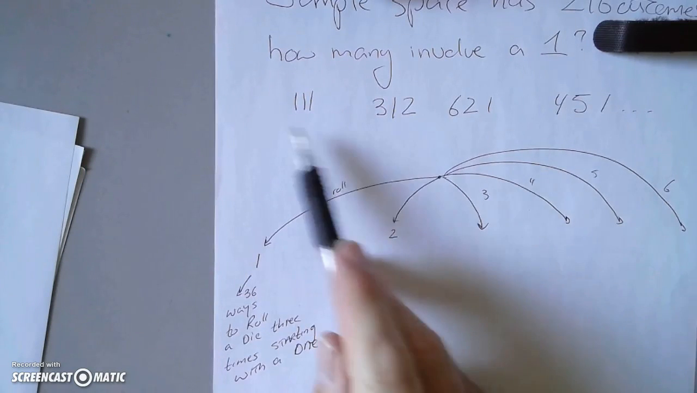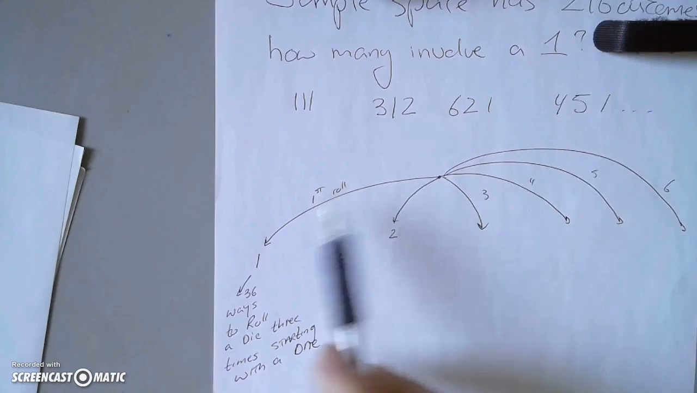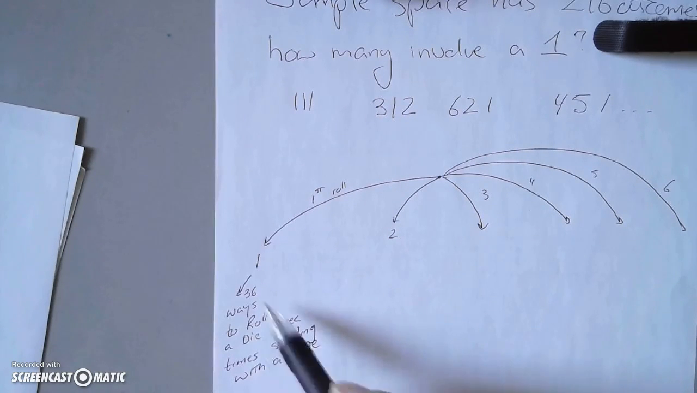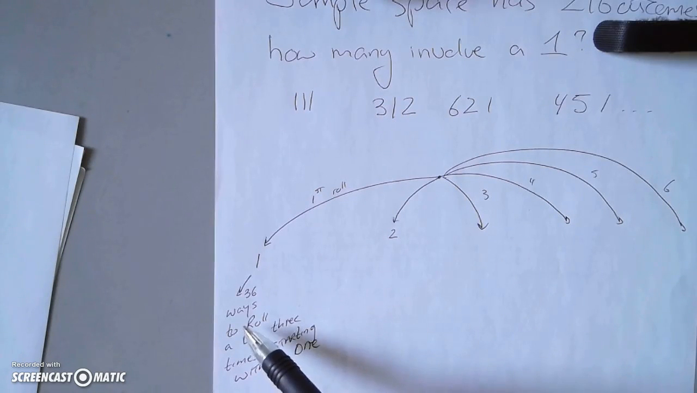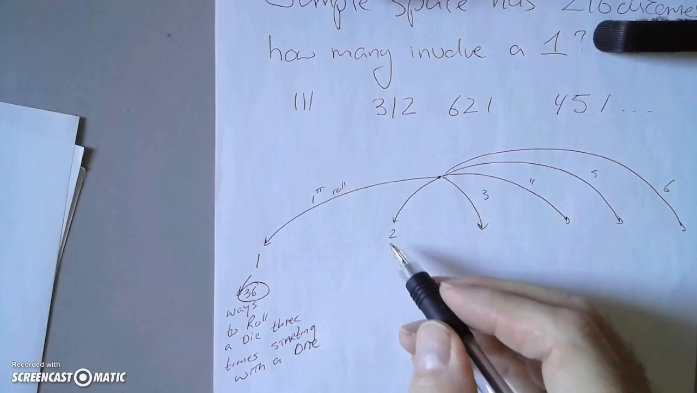You can have 1, 1, 1, 1, 1, 2, 1, 1, 3, 1, 1, 4. Try listing them out. There are lots of ways. It's every possible way of rolling 2 dice with a 1 first. So that's 36. Now what happens if you roll 2 first instead?